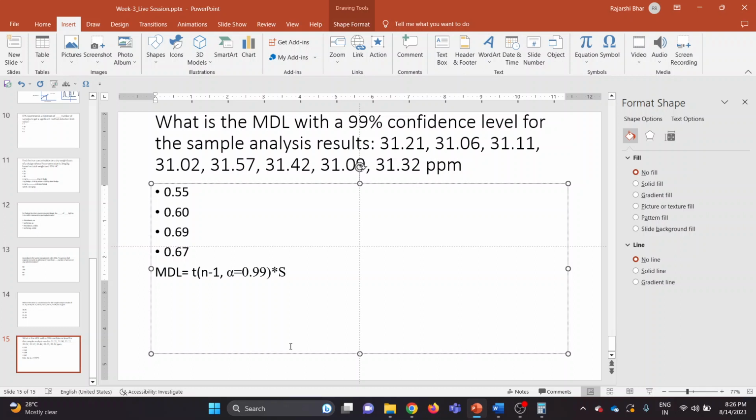Okay, so this is the formula. The t value you have to calculate based on n minus 1 and alpha, where alpha is the confidence level, which is 99%, and n is the number of samples, which you can see is 1, 2, 3, 4, 5, 6, 7, 8. 8 samples, so n minus 1 is 7. And for this t(7, 0.99), the t value will be, I am also giving you this.